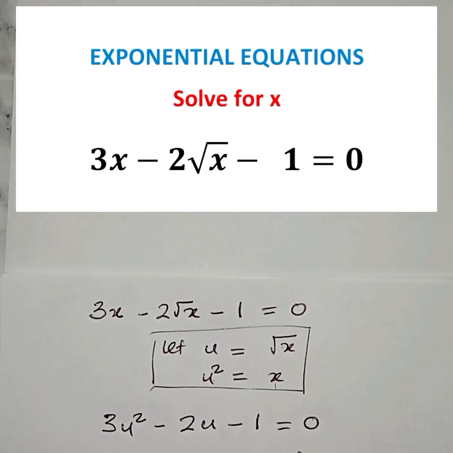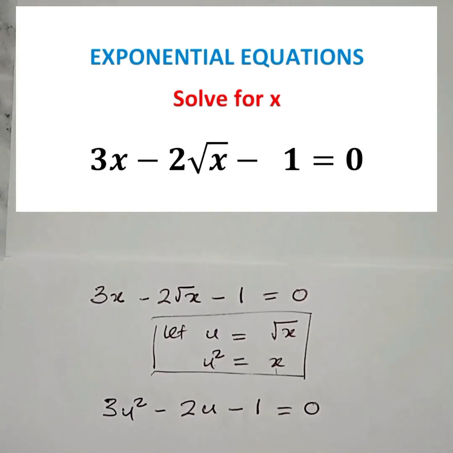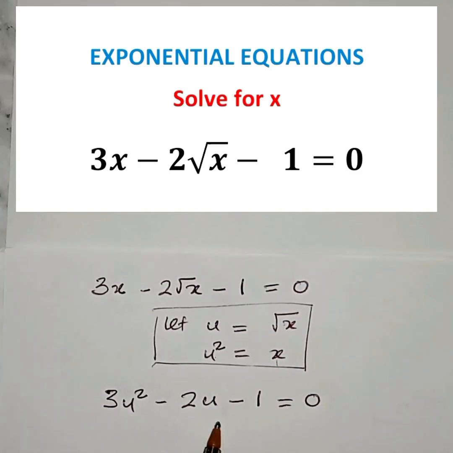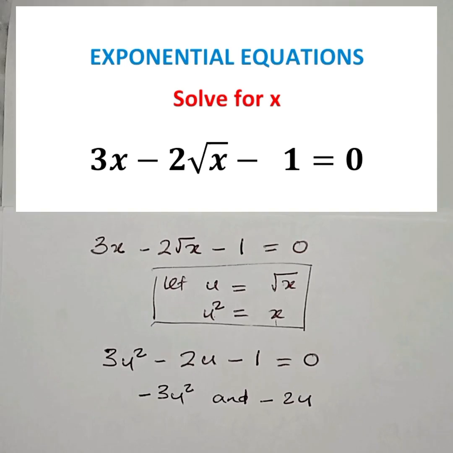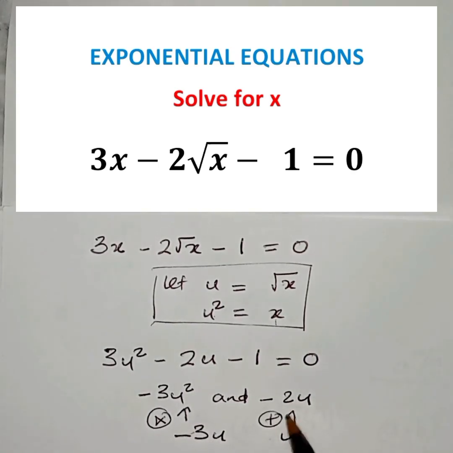Now we need to solve this equation, but we have to factorize it first. To factorize such an equation, you are going to multiply this term and that term. You are going to get minus 3u squared. So you're looking for two factors that, if you multiply them, you get that, and if you add them, you get minus 2u. And those factors are minus 3u and u. You multiply these two, you get that, you add them, you get that.